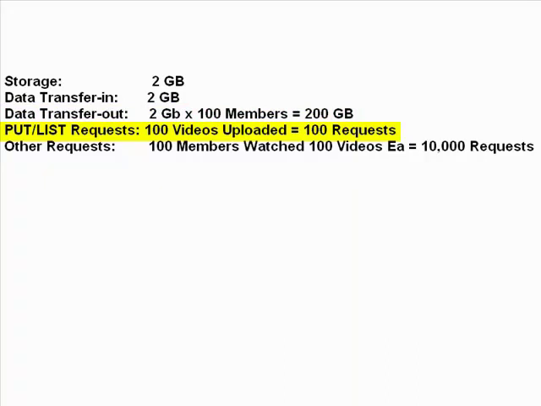And then we've got the 100 videos being uploaded. This is the put list request. Again, if you remember, that is the upload, and the other request, that's the get or the download. So for the upload, that's kind of a one-time shot here. That's 100 videos, so we've got 100 requests. And for the downloads or the get request, we've got those 100 members watching those 100 videos each, which totals 10,000 requests. So let's go ahead and put these into the calculator and see what comes up.